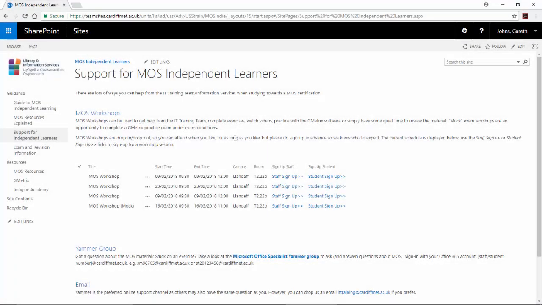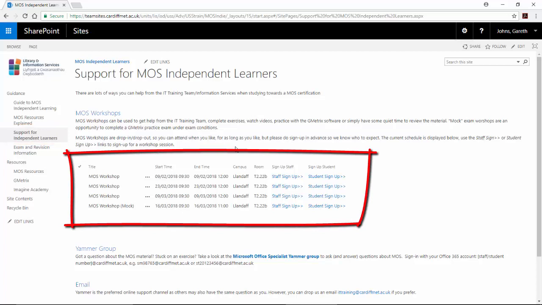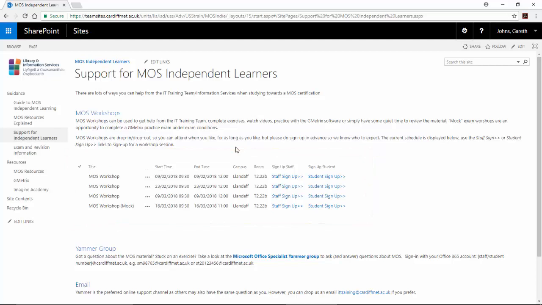If you need help along the way, there are numerous ways you can get support from the IT training team and information services. MOS workshops run throughout the term. These are an opportunity for you to complete exercises, watch videos, practice with Gmetrics, or simply have some quiet time to study the material.